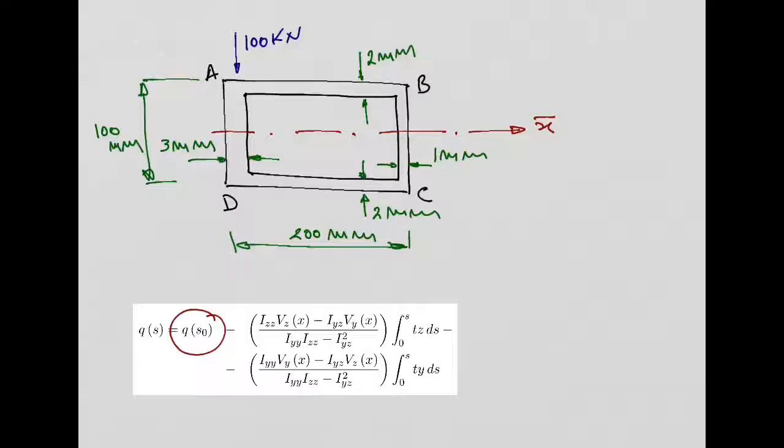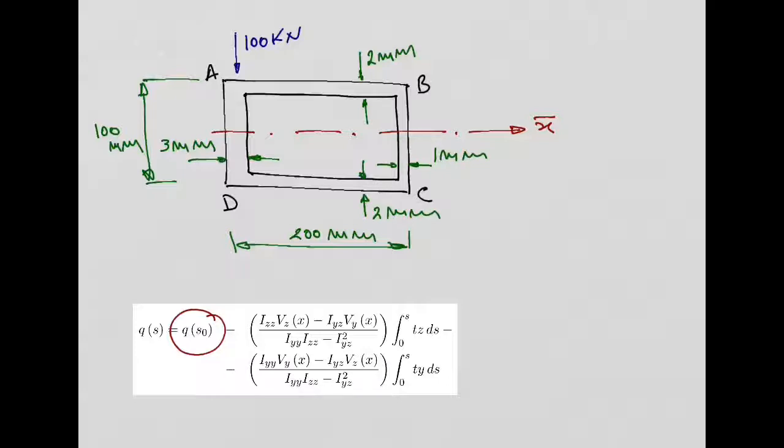Right? This is a closed cross section. There are no free edges. So it means we have an issue with this initial shear flow. So how are we going to solve this problem? The solution is that you select a point in the cross section. You have points A, B, C, D, for example. You can select any point you want in the cross section. So you select, for example, point A.